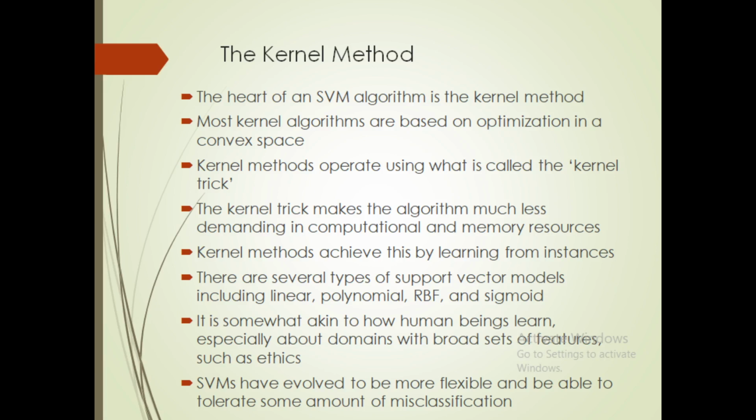Kernel methods achieve this by learning from instances. That is, they do not apply some standard computational logic to all the features of each input. Instead, they remember each training example and associate a weight representing its relevance to the achievement of the objective. This could be called instance based learning. There are several types of support vector models including linear, polynomial, RBF and sigmoid. It is somewhat similar to how human beings learn.